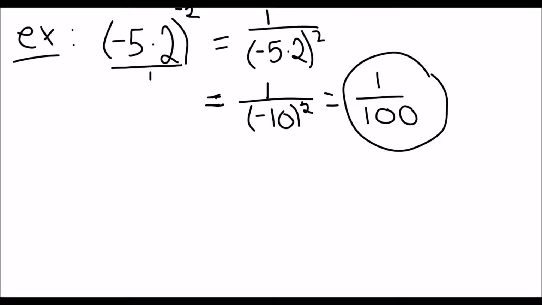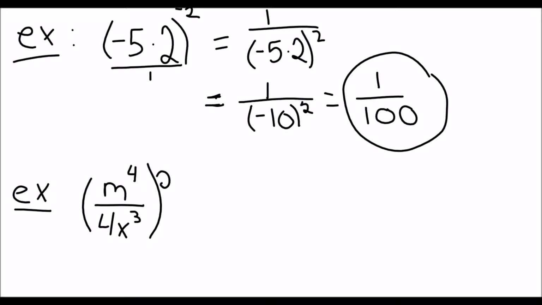And now let's do another example, getting a little bit harder. Okay. Let's say that we have m to the 4th all over 4x cubed, and let's say we have that squared. So now there's several ways we can go about doing this, but this is how I'm going to do it. I'm going to break the outside exponent into the numerator and the denominator.